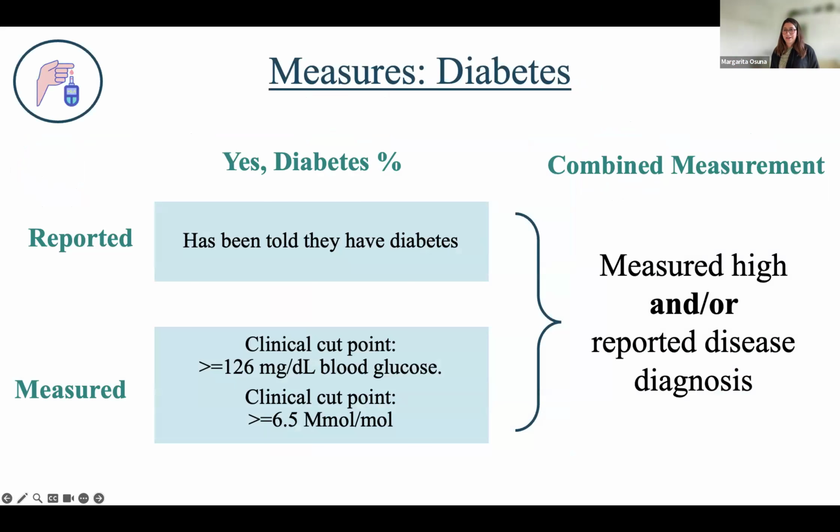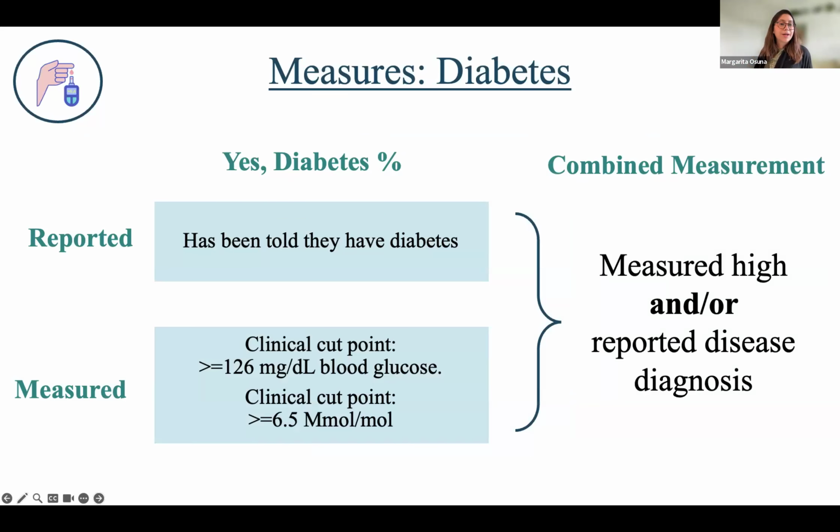So this is just to give an overall idea of how the measurements work. Basically, what we're looking at is whether the respondent reported yes to having been told by a doctor that they have diabetes. We looked at clinical cut points for measured data. Of course, depending on how the blood was taken, the measurements varied a little bit, but what we're looking at is clinical cut points: do they have diabetes? And then finally, we looked at a combined measurement, which means we are trying to gather both sources of information. So did they measure high or did they report that they had this disease?